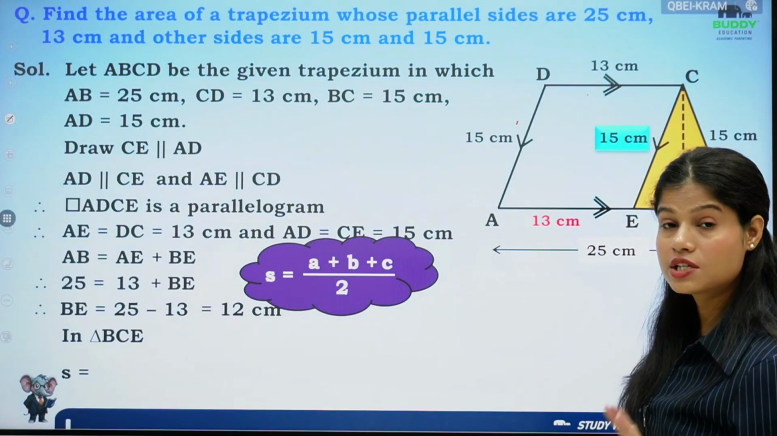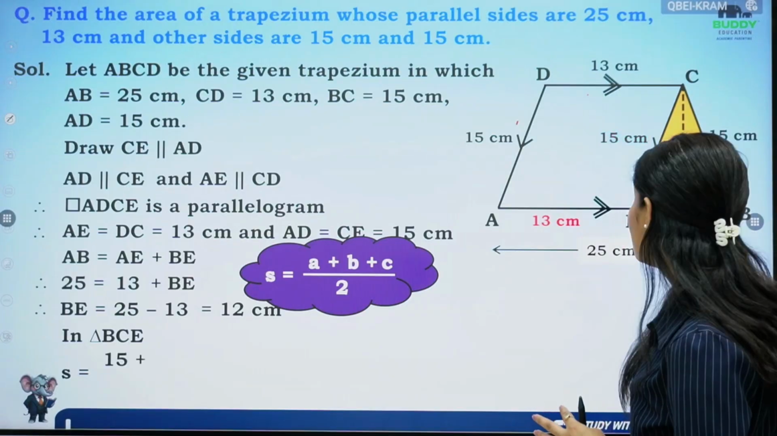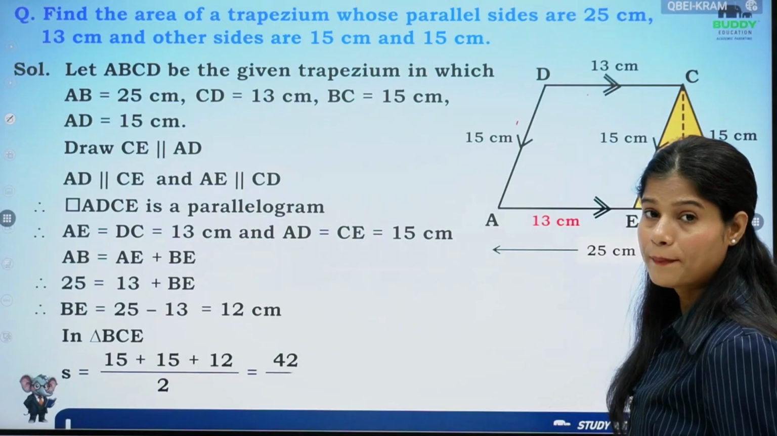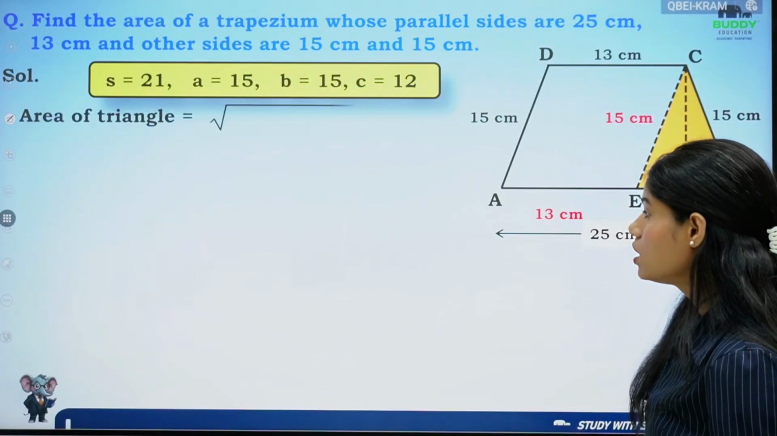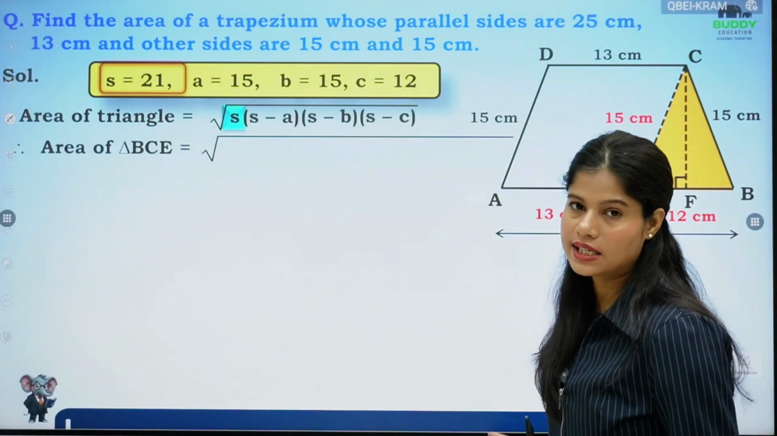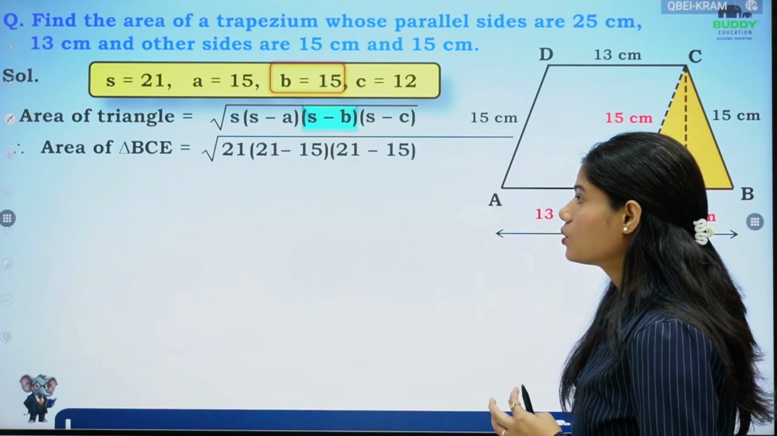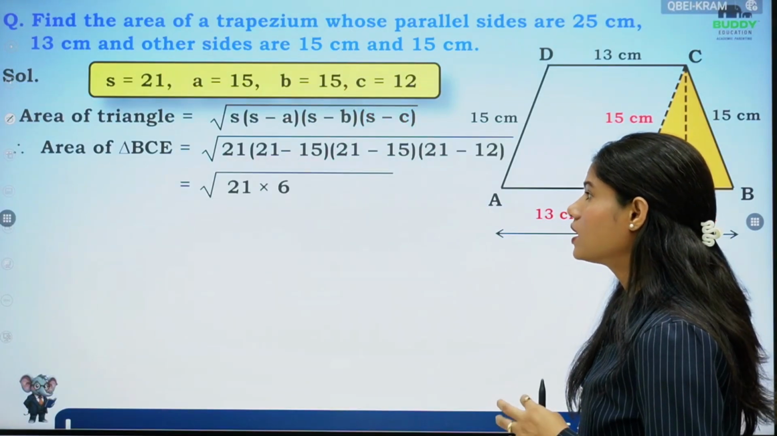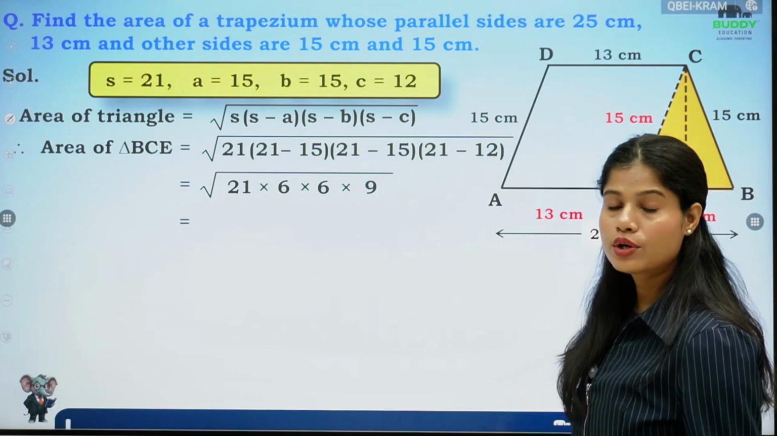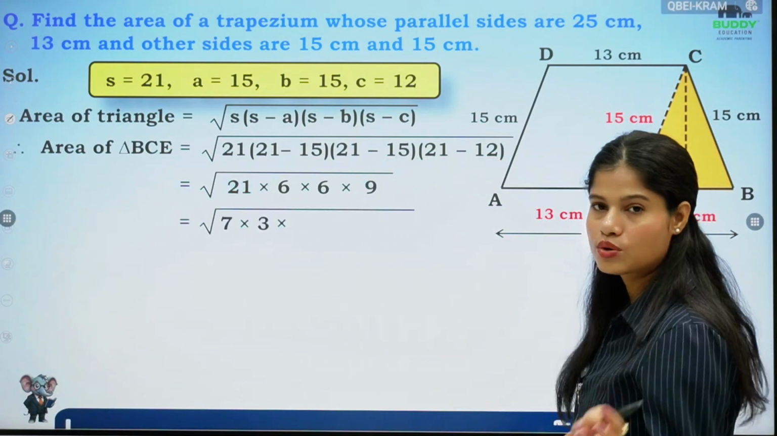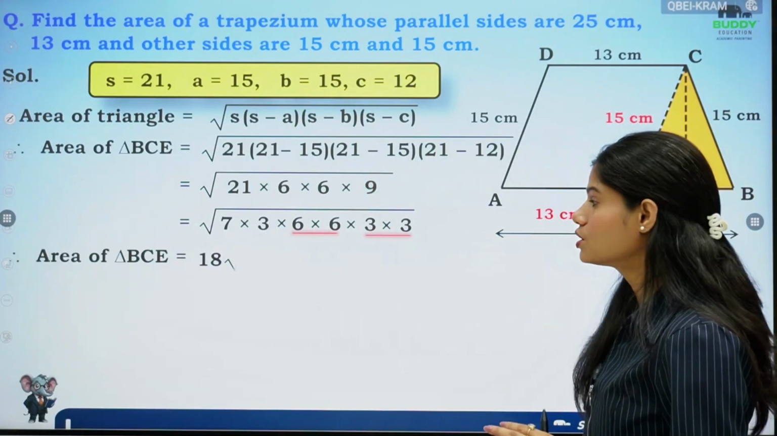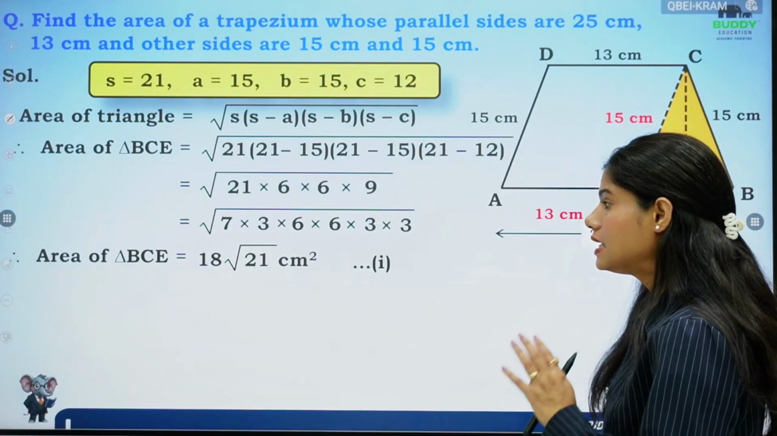Alright, so for BCE, first I am going to do it with Heron's formula. The sides are 15, 15 and 12. So divided by 2, 30 plus 12 is 42 divided by 2, so you are going to get the value of S as 21. Plug in all the values quickly in Heron's formula: 21, then 21 minus 15 is 6, then 6, and then 9. Now you can break it down further to get it out of the square root, that will look like this. And after all the calculation, you are going to get the area of BCE as this.